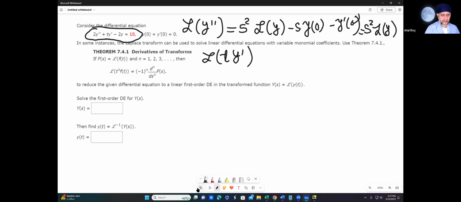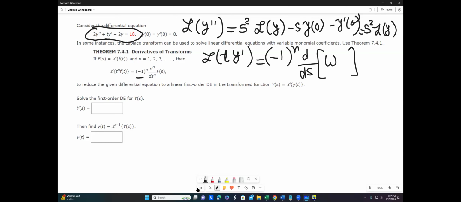t times y prime. So this will be negative 1 to the power n, then d^n/ds^n. There's no y prime in the formula? Oh, I see. So y prime is here. I brought that from here. See that here?